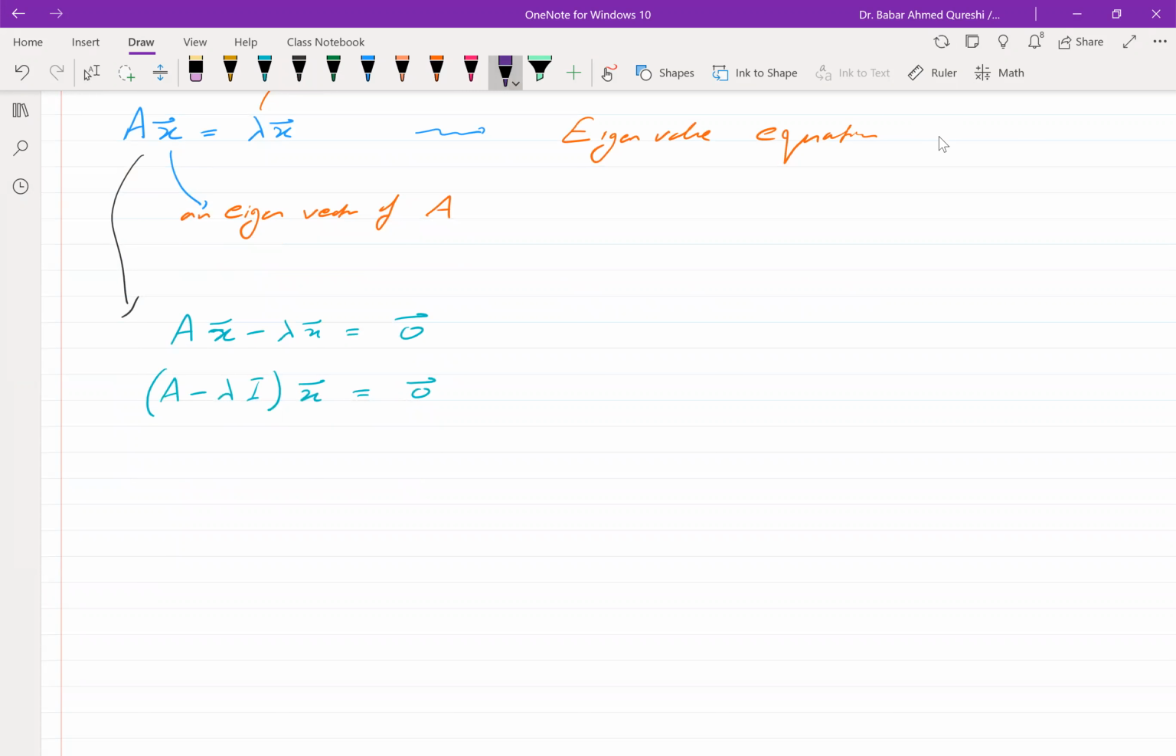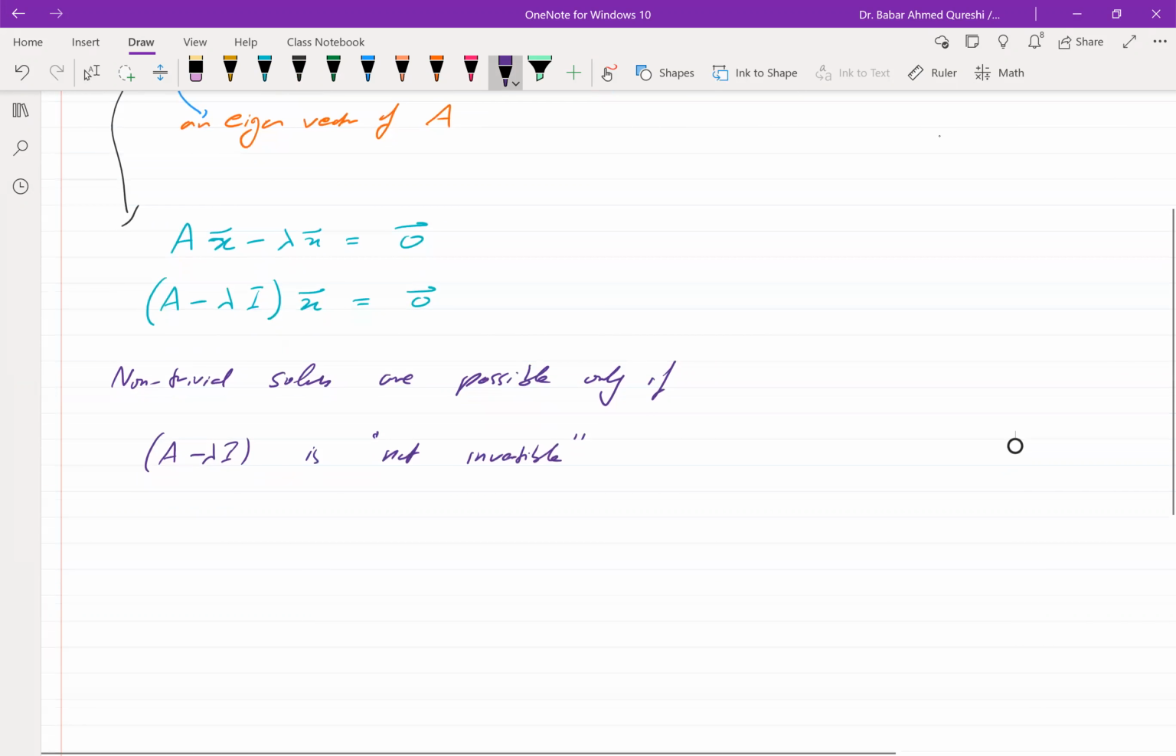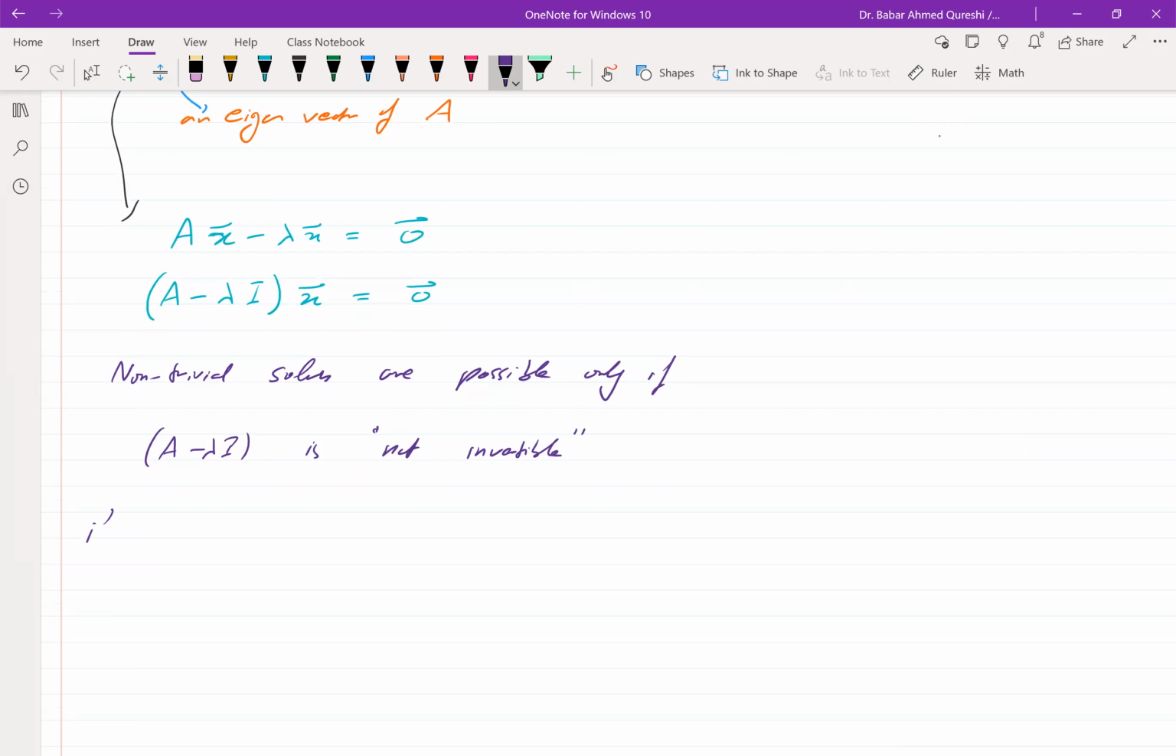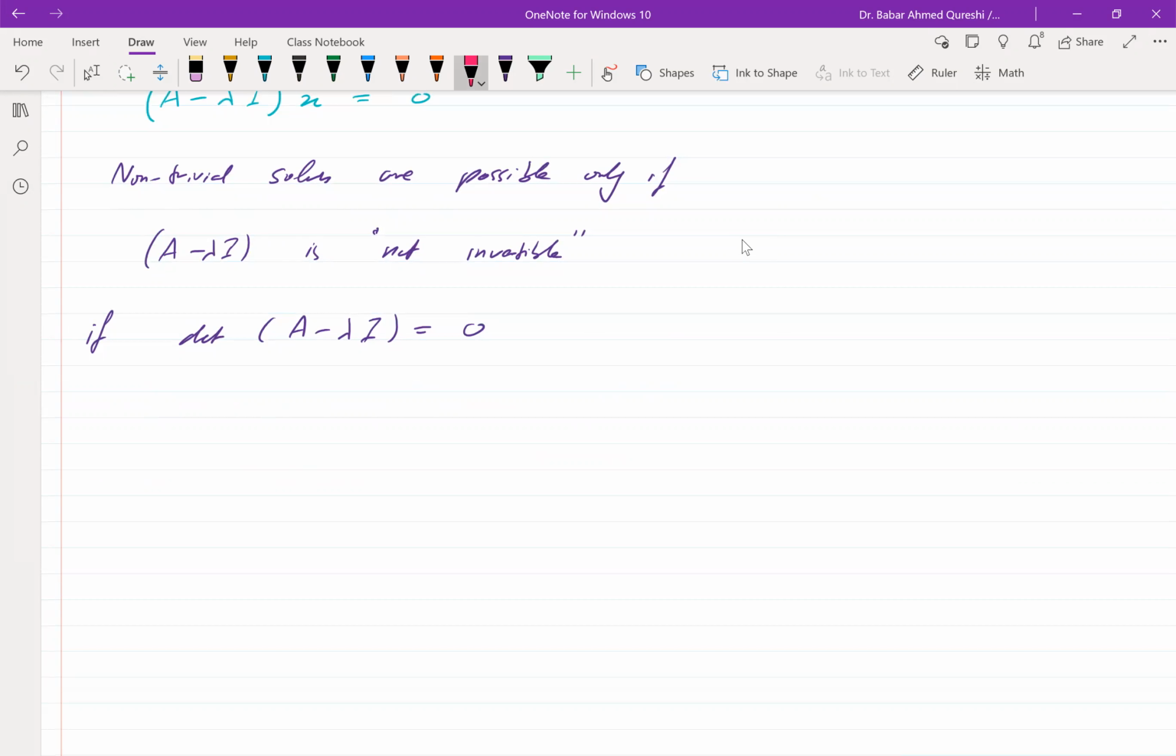Now we know that these will have non-trivial solutions only if A minus lambda I is not invertible. So it's very important. It's a negative statement. It's not invertible. Or in other words, if determinant of A minus lambda I is 0. So you want those lambdas for which this equation holds.